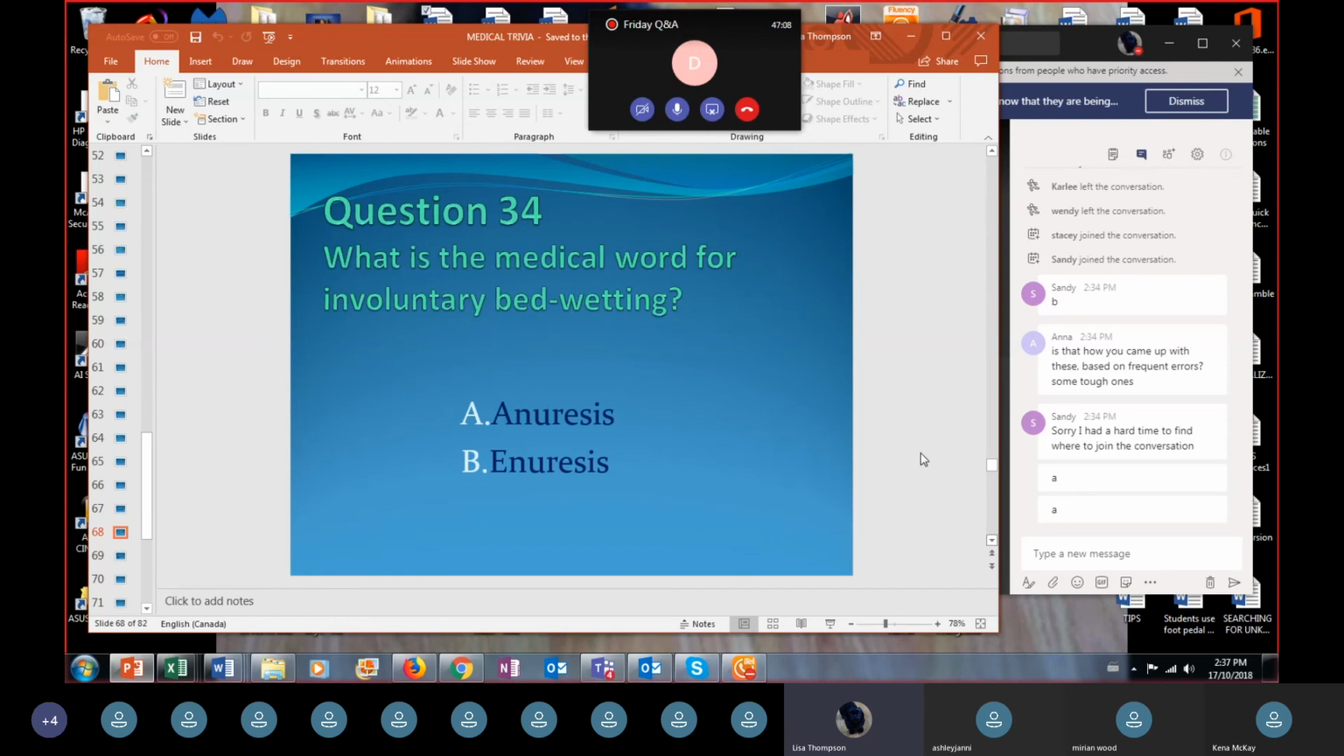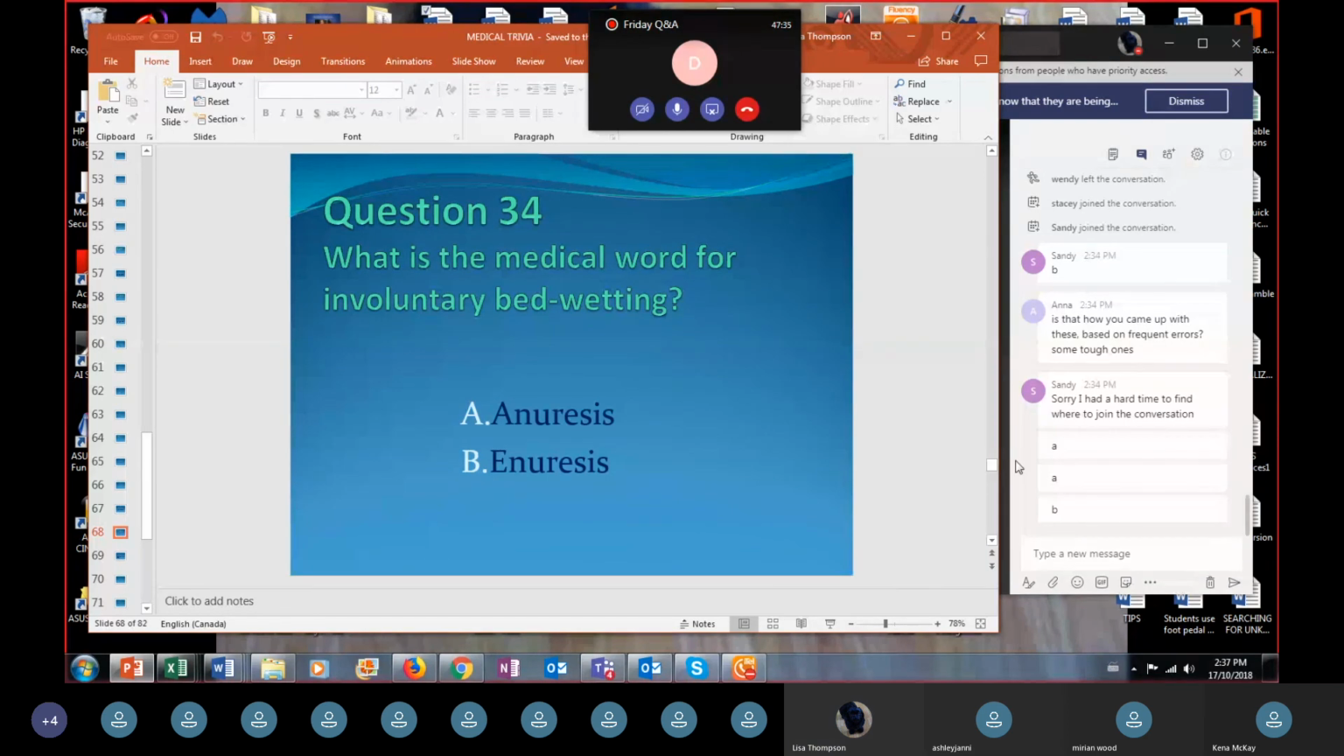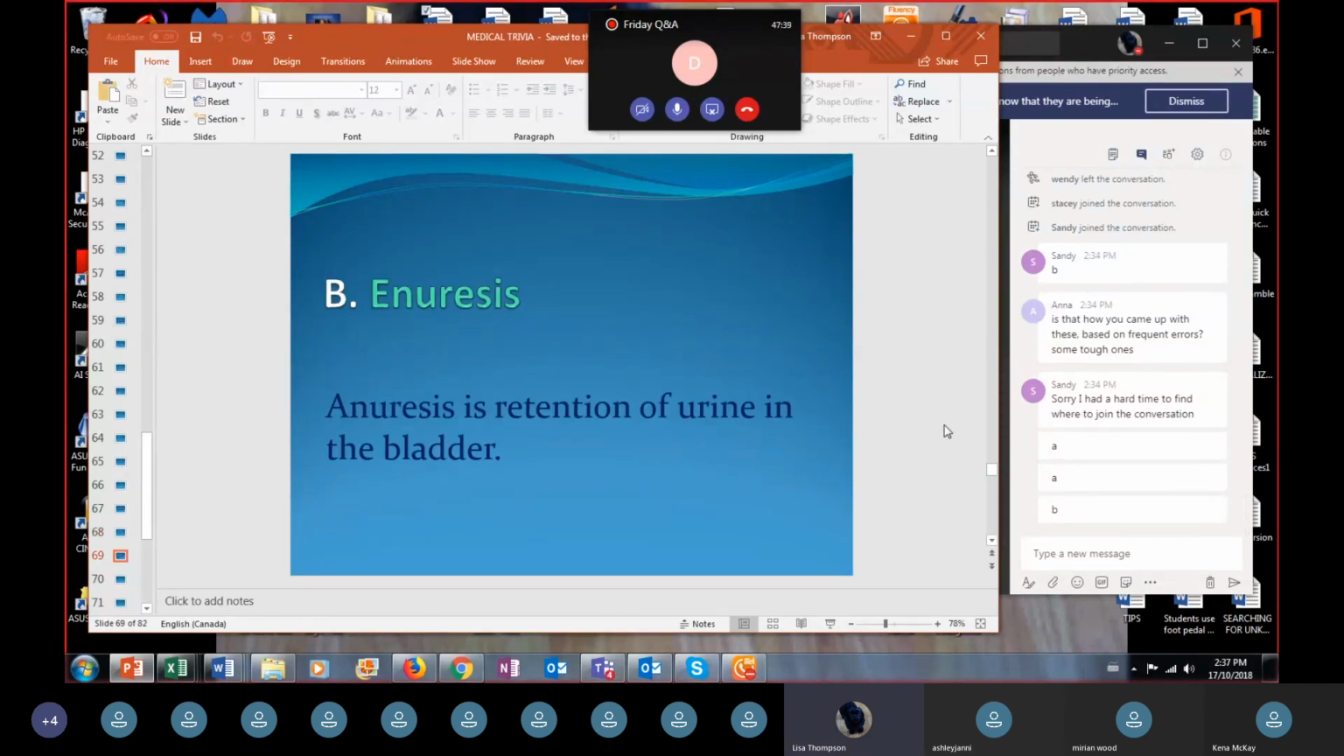Question 34. What is the medical word for involuntary bedwetting? Is it A, anuresis, A-N-U-R-E-S-I-S, or B, enuresis, E-N-U-R-E-S-I-S? Again, you would find stuff like that in Sound Alikes, Appendix C in the Book of Style. The answer is B, enuresis. Anuresis is retention of urine in the bladder. You can't get rid of the urine from the bladder.